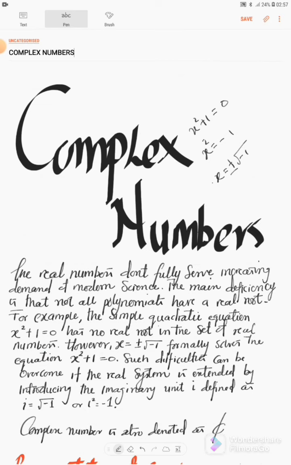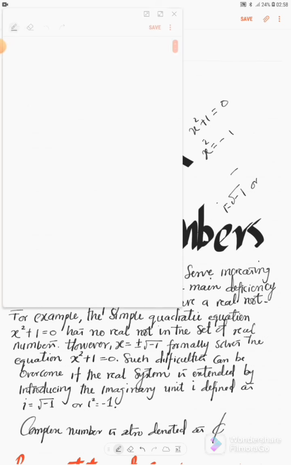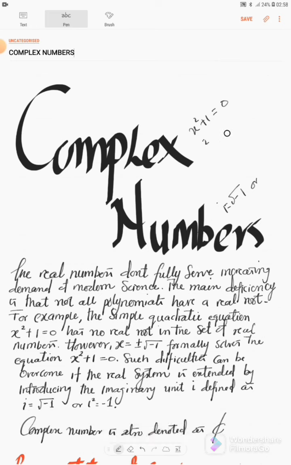Such difficulties can be overcome if the real number system is extended by introducing the imaginary unit i, defined as i equals square root of minus 1, or i squared equals minus 1. That is, if i equals square root of minus 1, square both sides, it gives us i squared equals minus 1. That's just the logic behind it.